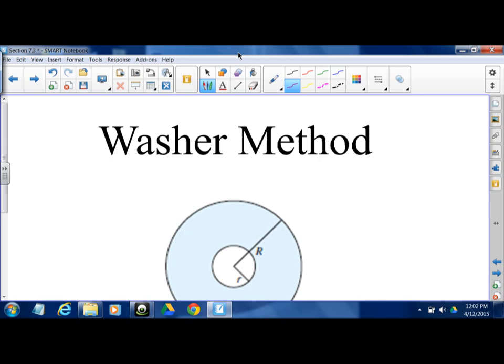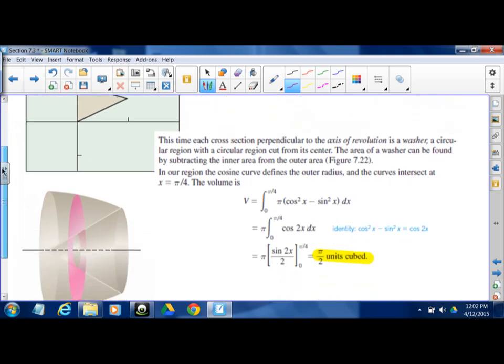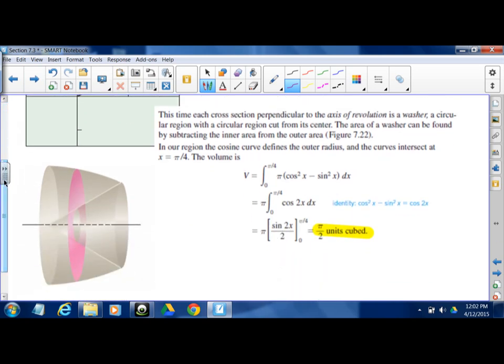So this is day 2 of 7.3, and we're going to start with clarifying the washer method a little more, okay? We're going to go through some examples of washer-specific method. So first off, we've got this problem right here. It says the region in the first quadrant enclosed by the y-axis and the graph of cosine x and sine x is revolved around the x-axis to form a solid. Find its volume.